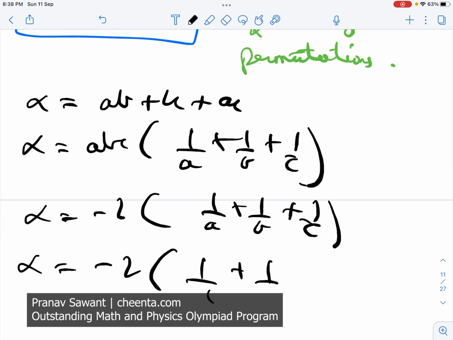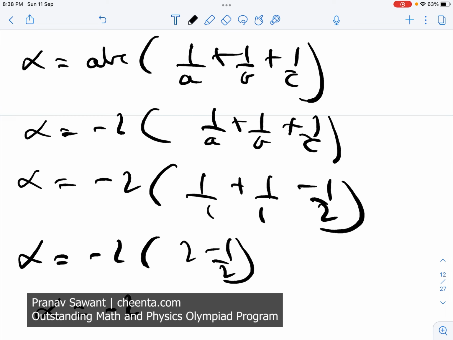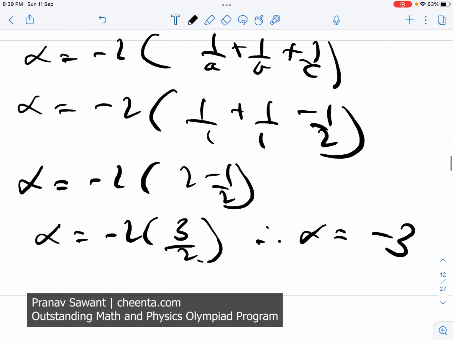So it's always going to be same no matter what the individual values of a, b, and c are. So this will just be 1 by 1 plus 1 by 1 minus 1 by 2. So alpha will be negative 2 times 2 minus 1 by 2. And if you just compute this, alpha will be negative 2 times 3 by 2. Therefore, alpha is equal to negative 3. And that's actually the correct answer. That's what we really saw.